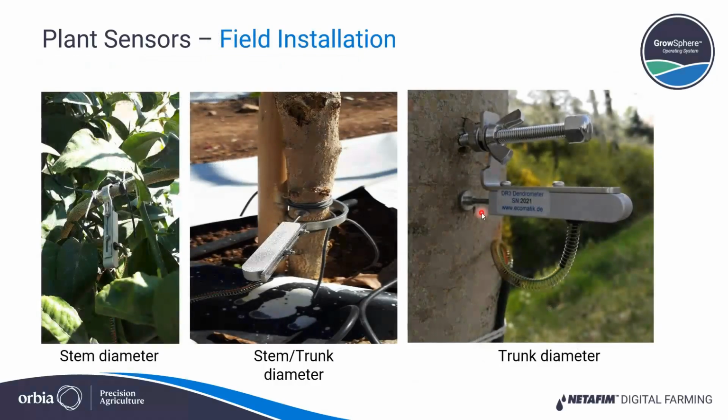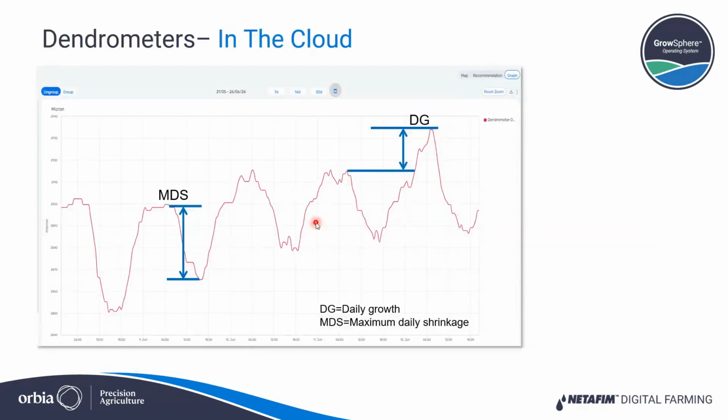And this is how it looks in the field. On the right-hand side, this is the trunk dendrometer, and these are the stem diameter ones that you can use also for small trunks.